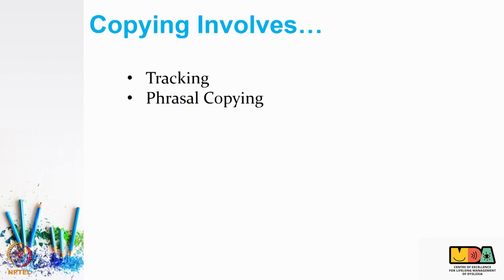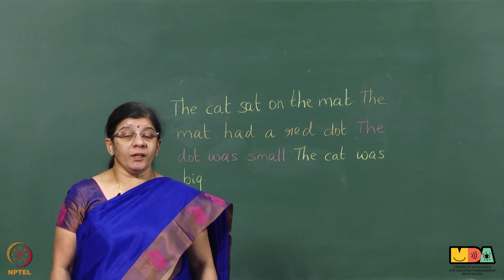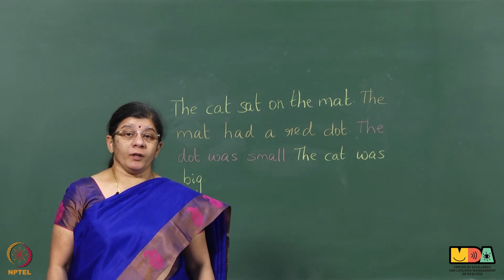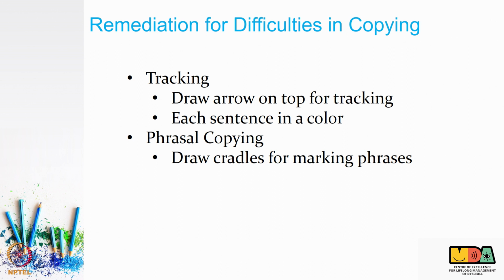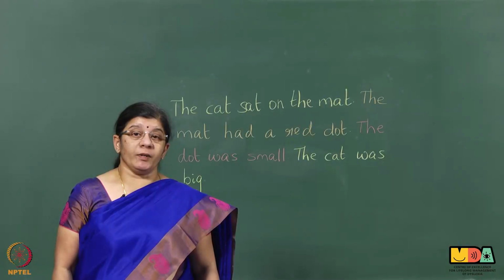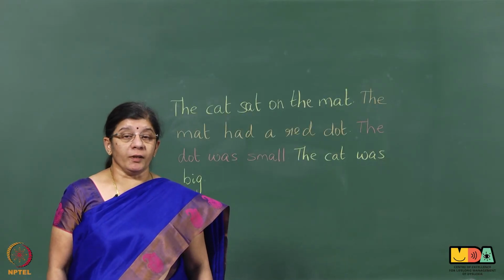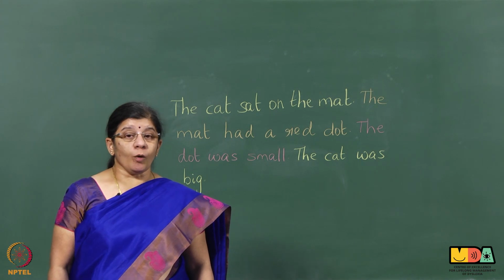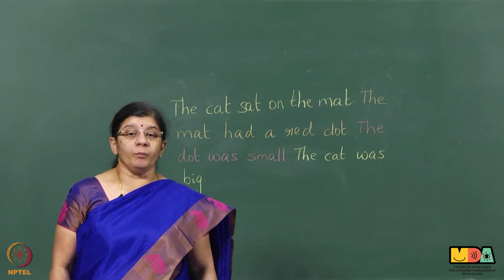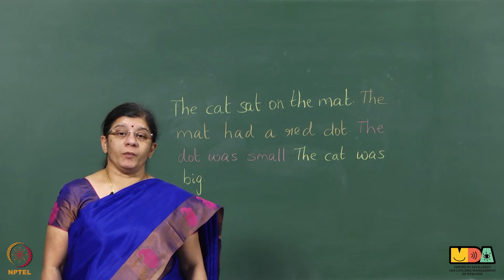Copying involves two important aspects. One is tracking and the next one is phrasal copying. Tracking is following each sentence on the board or in the notebook and then writing. Phrasal copying: if the child has the potential to read, the child would be able to copy as phrases from the board or from the book. But children with specific learning disabilities have difficulties in reading, so they either copy letter by letter or word by word from the board or from the book.